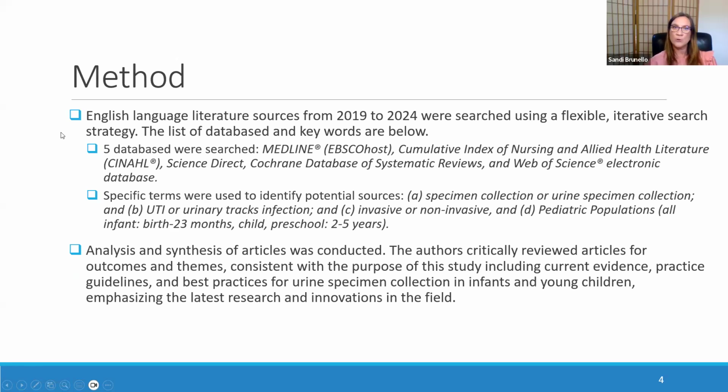English language literature sources from 2019 to 2024 were searched using a flexible iterative search strategy. The list of databases and keywords are below. Analysis and synthesis of these articles was conducted. The authors critically reviewed articles for outcomes and themes consistent with the purpose of this study, including current evidence, practice guidelines, and best practices for urine specimen collection in infants and young children, emphasizing the latest research and innovations in the field.